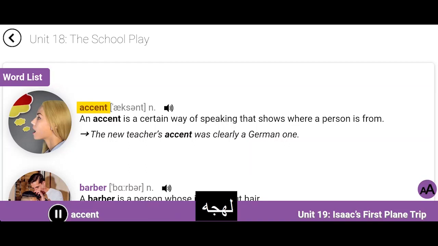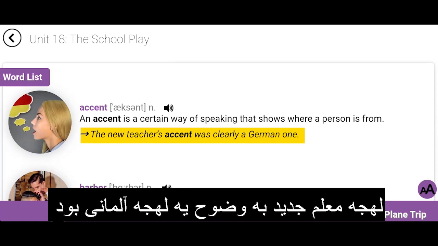Accent. An accent is a certain way of speaking that shows where a person is from. The new teacher's accent was clearly a German one.